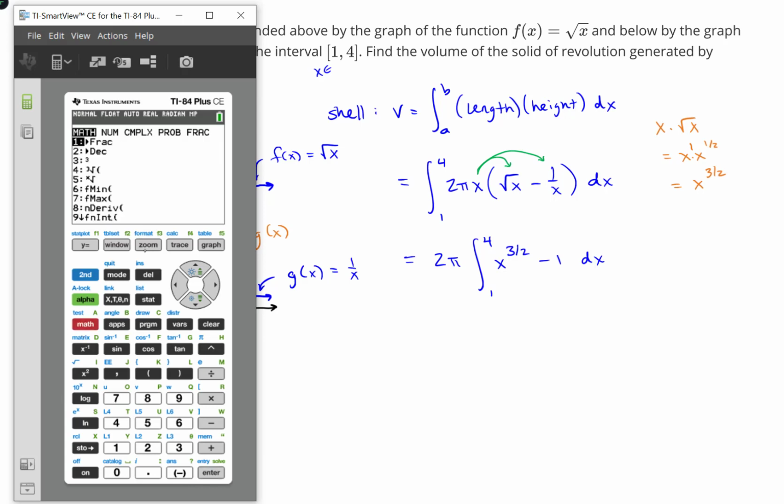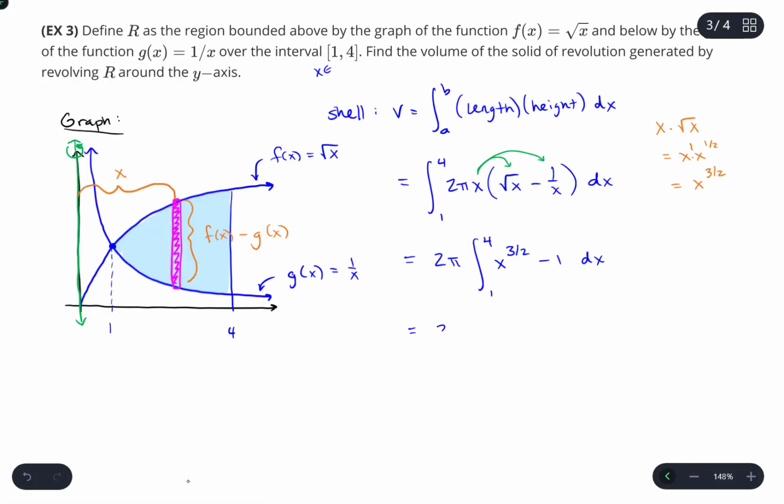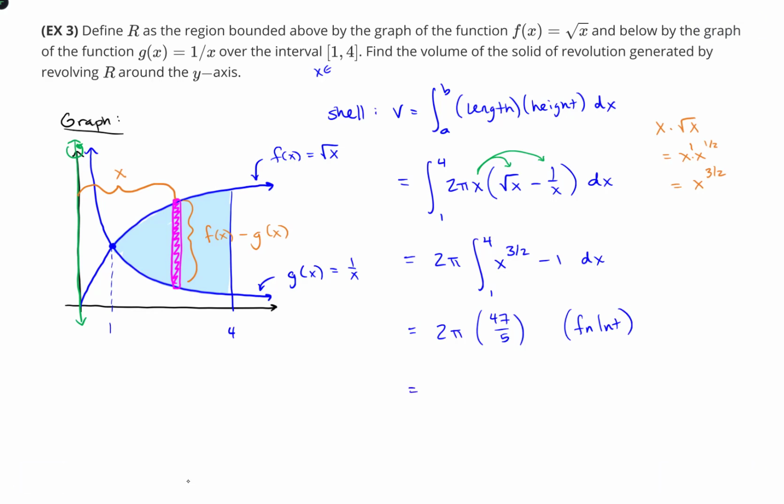So go into change that to a fraction, 47/5, so that means I would have 2 pi times 47/5 by fnint, which gives me 94 pi, I believe, over 5 as my final answer.